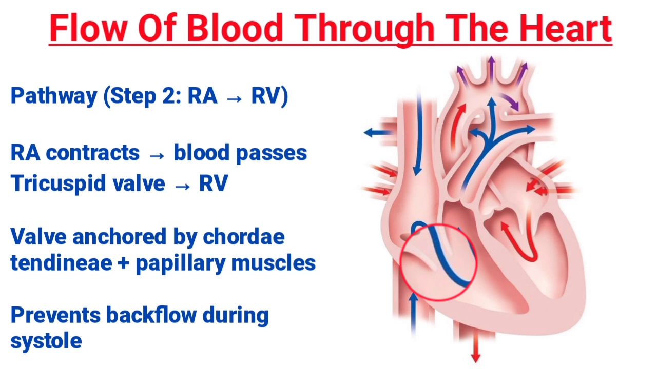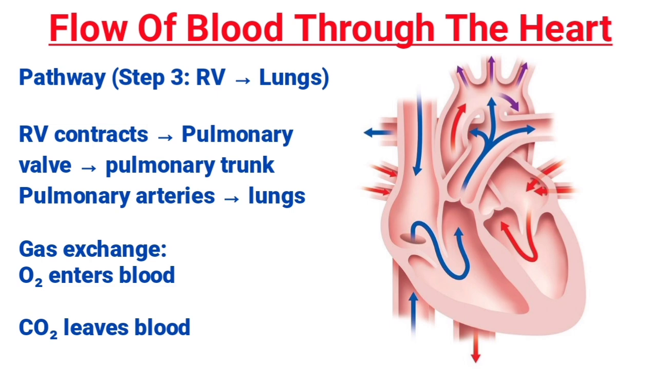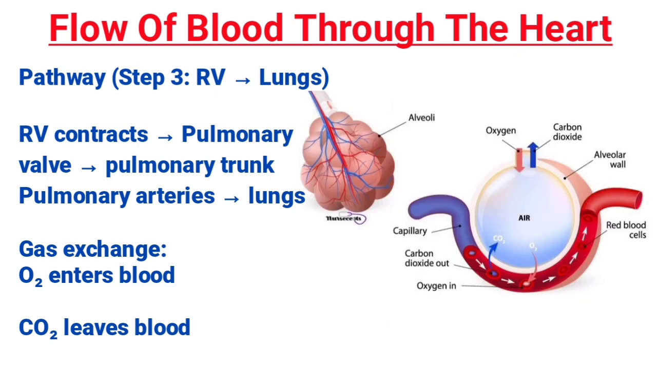Then step number 3, the right ventricle to the pulmonary circulation. During ventricular systole, the right ventricle contracts, propelling blood through the pulmonary valve into the pulmonary trunk, which then quickly divides into the right and the left pulmonary arteries. Now, these arteries carry the deoxygenated blood to the lungs, which is a unique situation since arteries are normally known for carrying oxygenated blood.